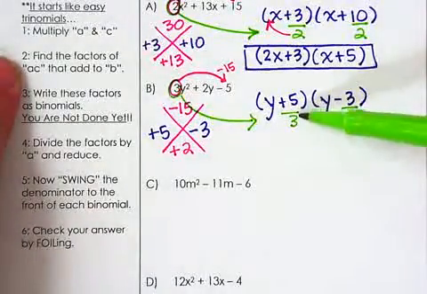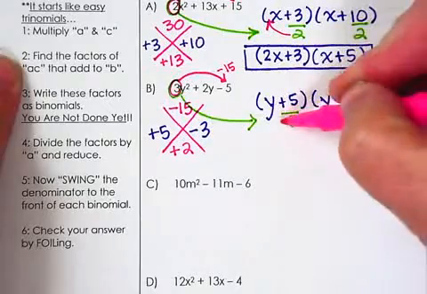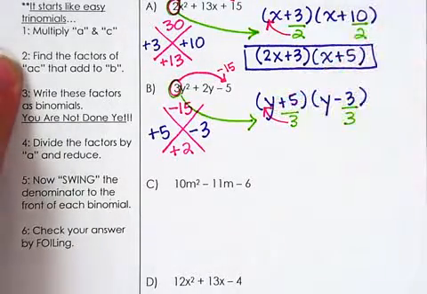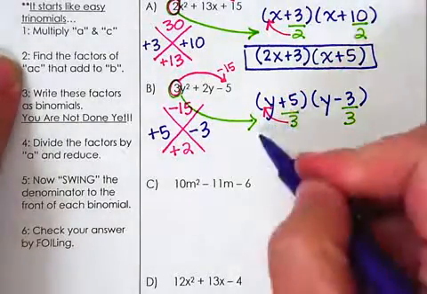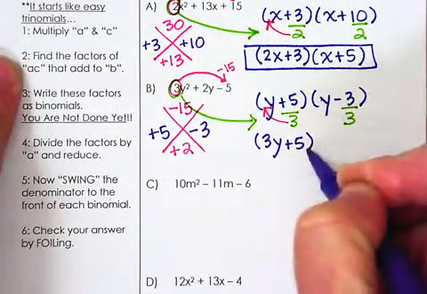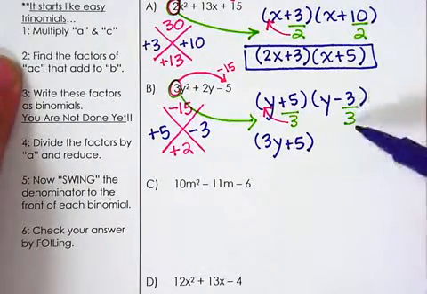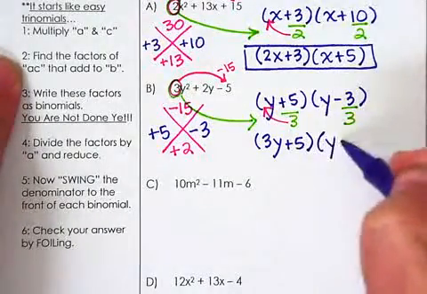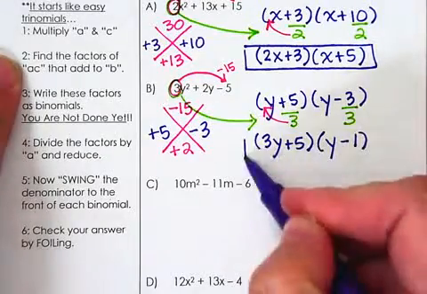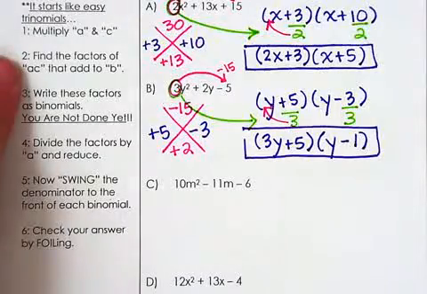5 divided by 3 does not reduce any further. So the 3 is going to slide and become the coefficient inside the parentheses with that y term. So it becomes 3y plus 5. The 3 and 3 do reduce, they do divide, and it becomes a 1. So that becomes y minus 1. And there is my final answer. And again, I could use FOIL to distribute this out to check my answer.